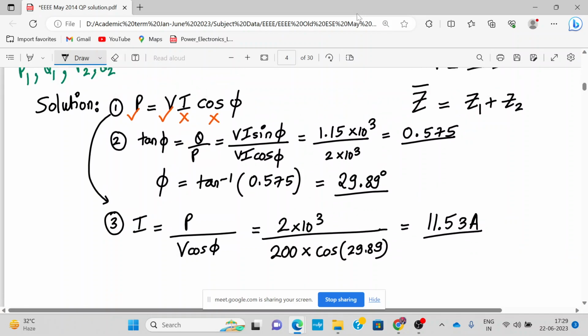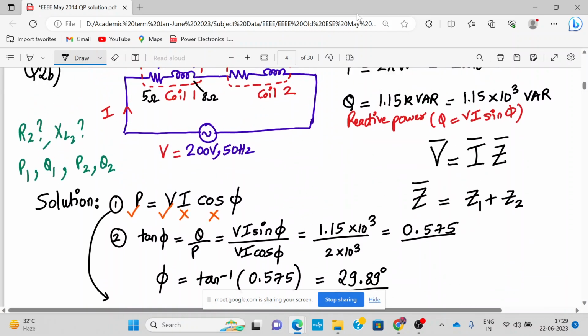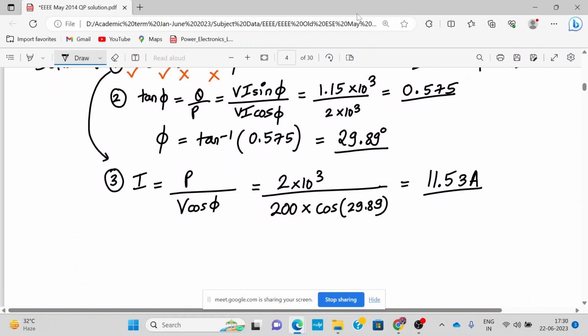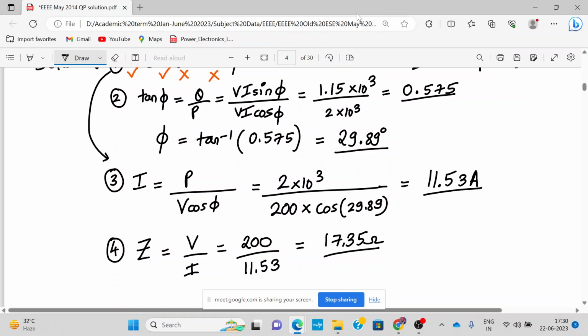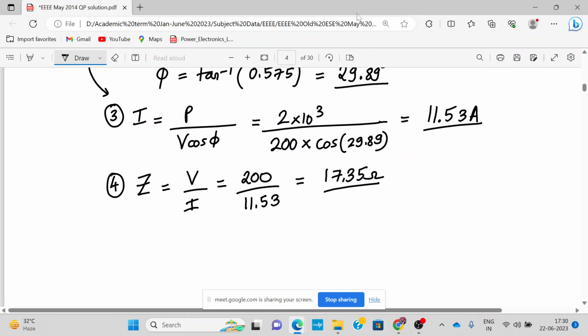So what did we do? We know the value of V, we know the value of I. Can we calculate the value of Z? Yes. What will be Z given by? V upon I. Z total will be given by V upon I. That will be 200 divided by 11.53. That will come out to be 17.35 ohms. Magnitude form.